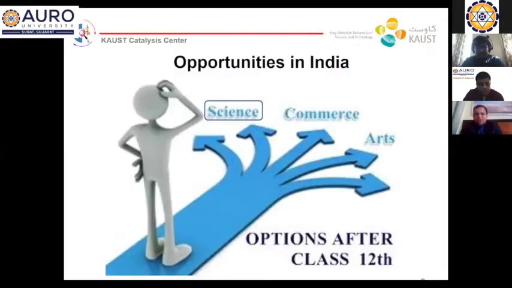I will first talk about the opportunities in India. Basically, after the 12th standard, most of the students are confused about which faculty to choose and which is the best career. Apart from commerce, arts and science, these are the three major faculties, and if you go further into the different kinds of faculty, you will get more and more information. So today I will only talk about science.